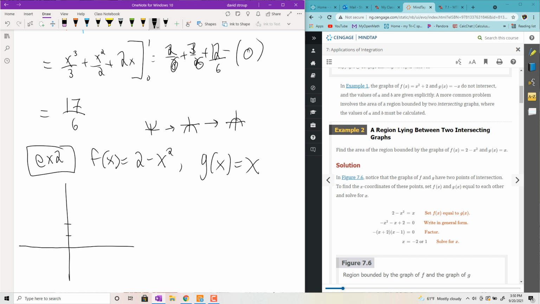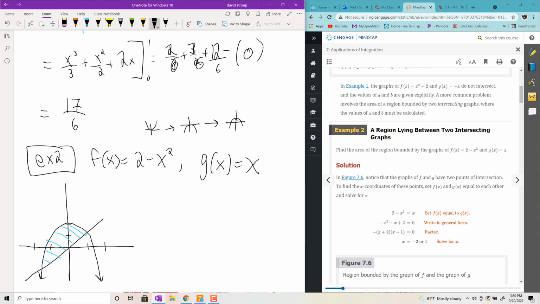So 1, 2. Its intercepts are at plus or minus square root 2, which is out in front of 1 somewhere, so it looks like this. And then g of x equals x, that's a diagonal through the origin. Okay, so we want to find the area between those two curves, and that's this region.